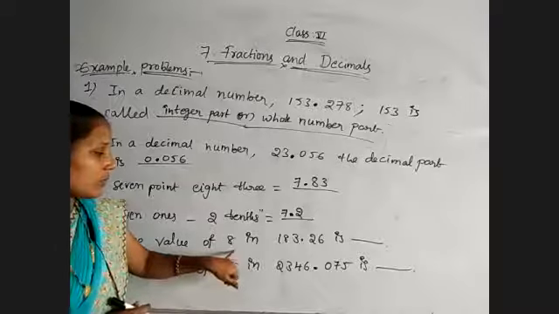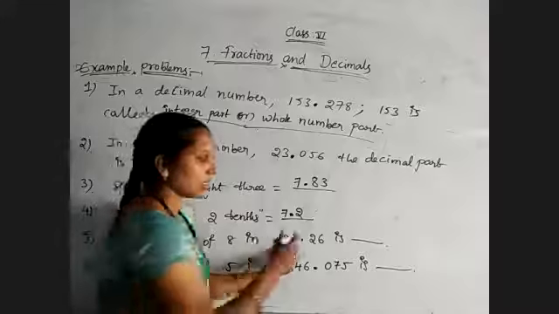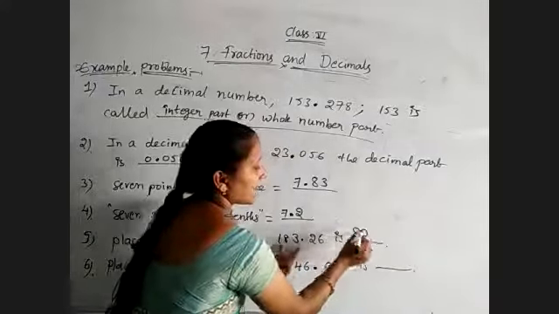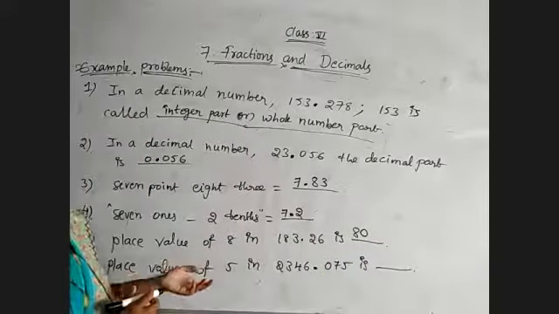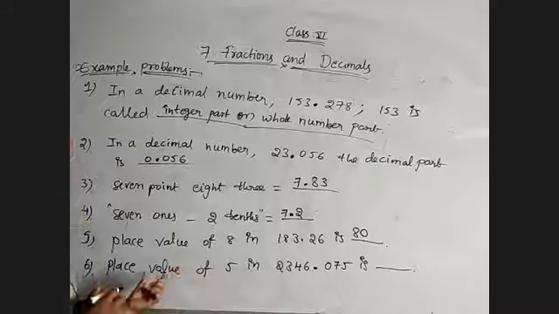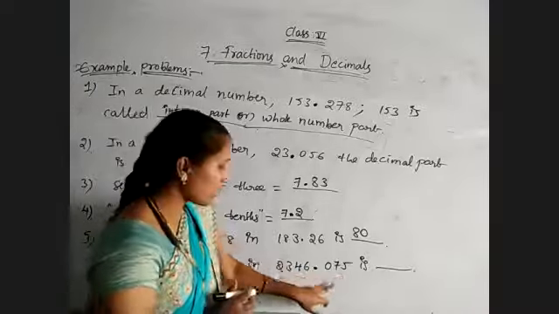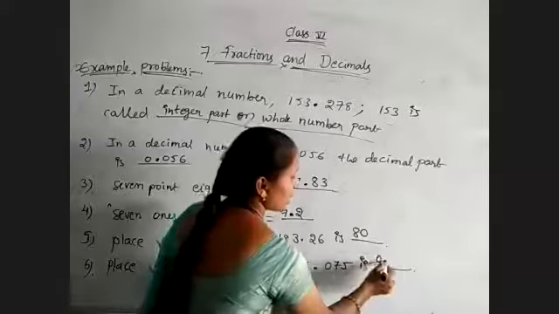Now we need to write the place value of 8. So 8 is in the whole number part, means 8 is in tens place. So 80 will be the place value. Otherwise, 8 tens you can also write in words. And place value of 5. 5 is in the decimal portion. So for this one we will write 0 point.